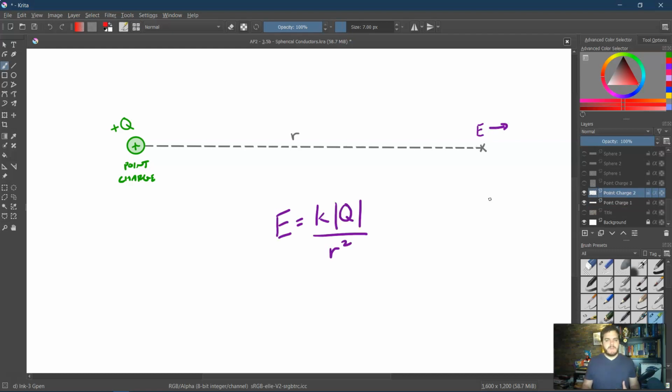Well, the electric field at that point would just be kQ over r squared, where the direction of the electric field would be away, because that's the direction a positive test charge would go. And additionally, the electric potential would just be kQ over r, where it would be positive, because this is a positive point charge, so plus Q will give us a plus phi.